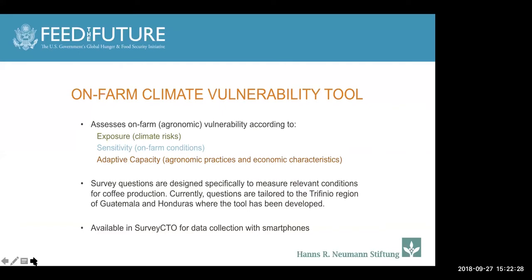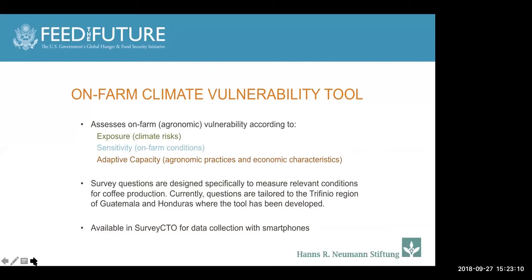So, what are we doing? We are trying to measure what is the vulnerability of coffee production and the farmers. And for that, we are measuring the exposure, how farmers are perceiving the different climate risks, if they are facing droughts, if they are facing high temperatures, which are really the climate hazards by which they are being affected. Then, which are conditions that make coffee sensitive.